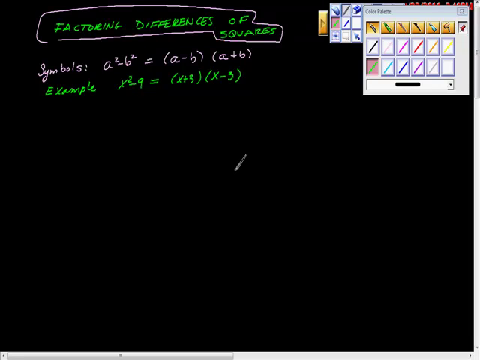Okay, I know that you're all working really hard on factoring differences of squares. This is not a very difficult concept. It's a really easy pattern to follow. You just have to be looking for it. So let's try this. In symbols, it just says this.